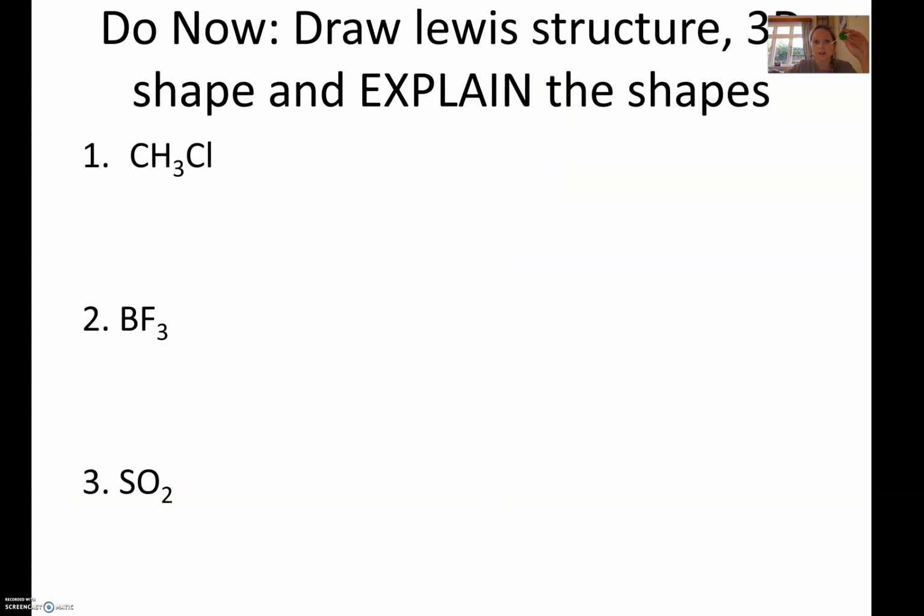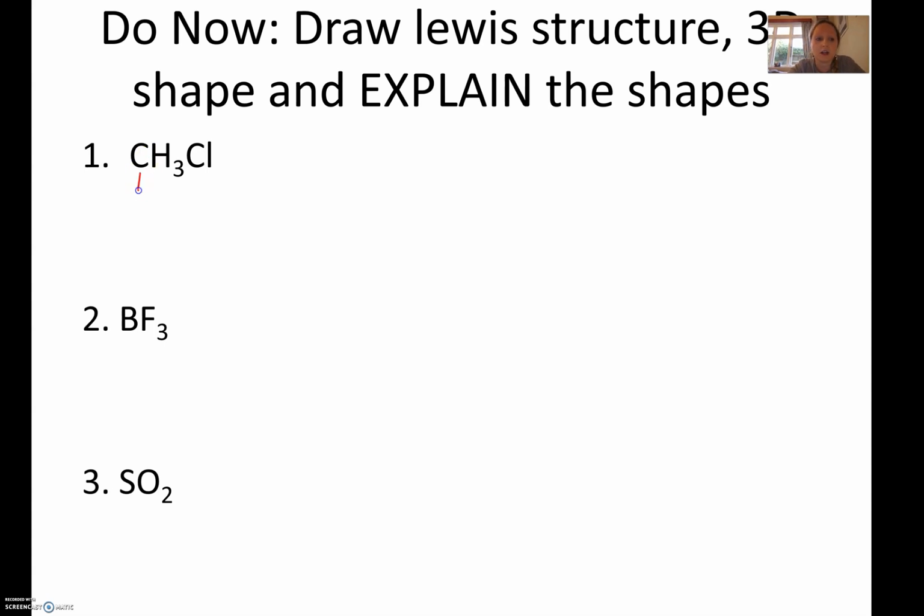So here's a task. I've asked you to draw the Lewis structure and the shape and then explain the shapes. This is a fairly big, sizable task, so feel free to pause and have a go. In the meantime, I'm just going to talk you through it. If you want to just listen to me rabbit on, that's totally fine.